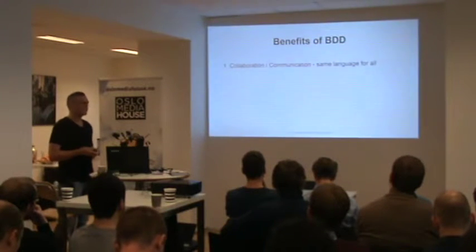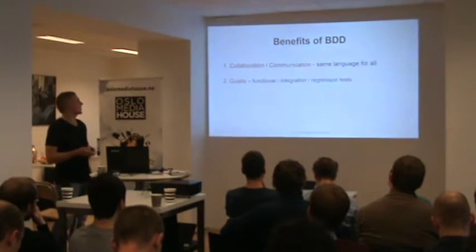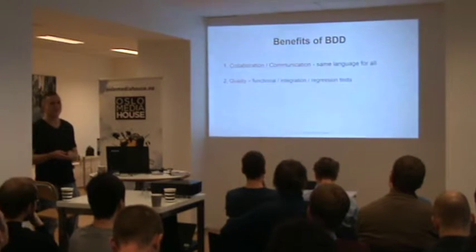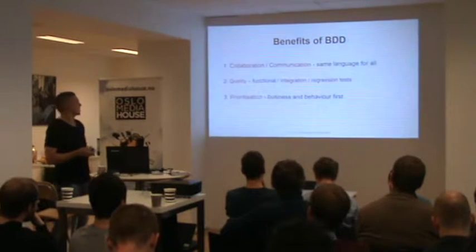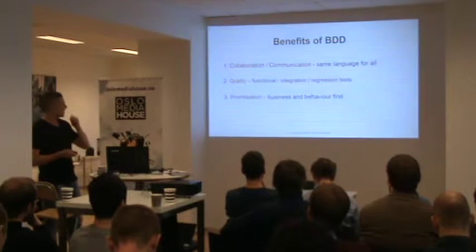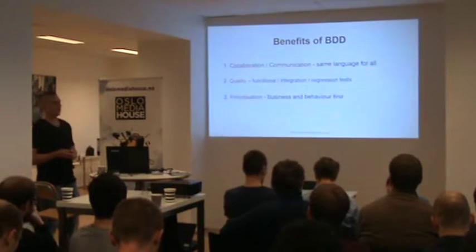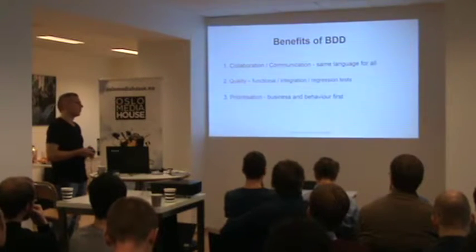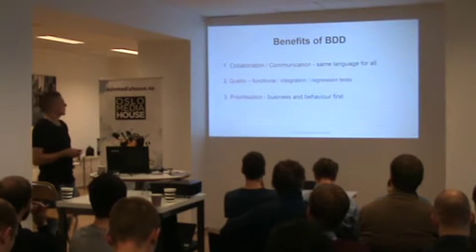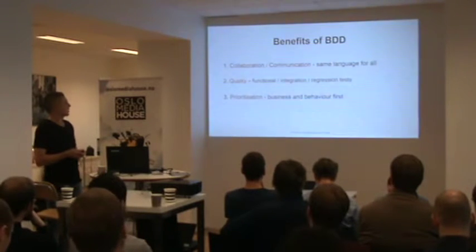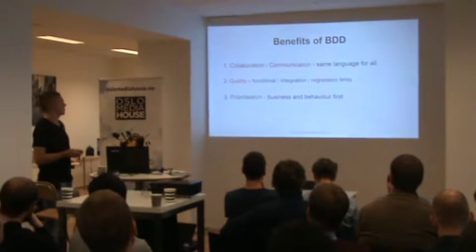The second one, you could guess as well, this is quality. So you've got functional, integration, and regression tests. The third one is prioritization. It's quite similar to the first one. Because the business can be involved in writing tests, it's easier to prioritize things. As a developer, you would know what to do first, because the business would tell you by contributing to the scenarios. You know where the business value is. You know what is more important.